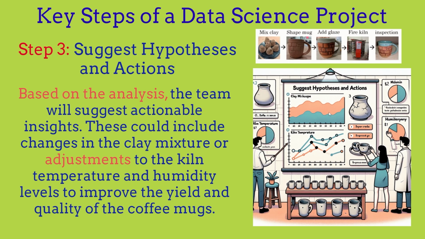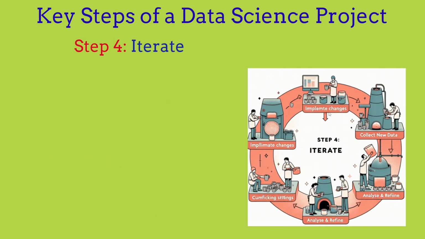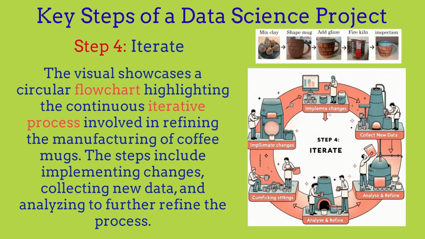So then what they suggest is to keep the kiln temperature lower. So this is what step number 3 is. We have to suggest a hypothesis, and finally for step number 4, we have to iterate. And the visual on the right showcases a circular flowchart highlighting the continuous iterative process involved in refining the manufacturing of coffee mugs. And then the steps included are implementing changes, collecting new data, and analyzing to further refine the process. So for step number 4, all we're doing is iterating.